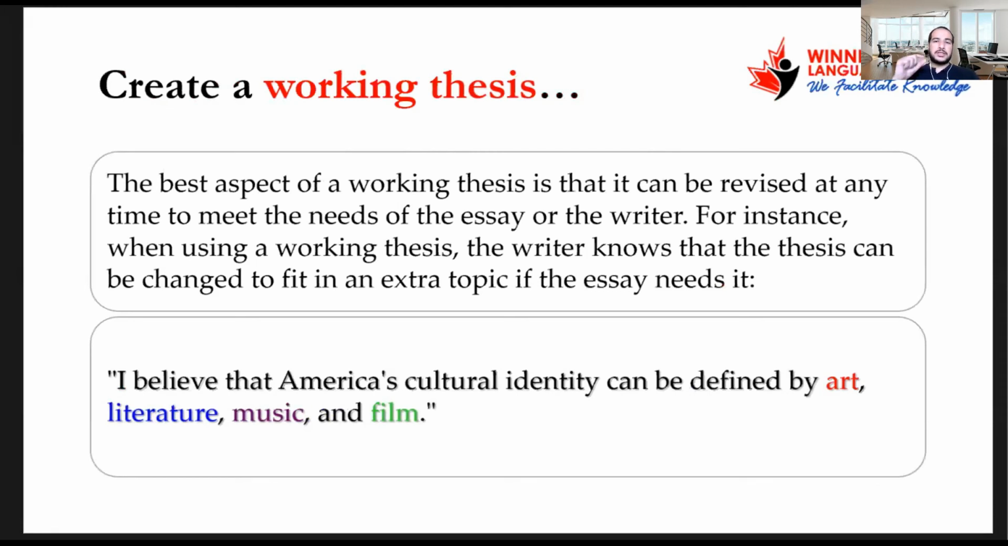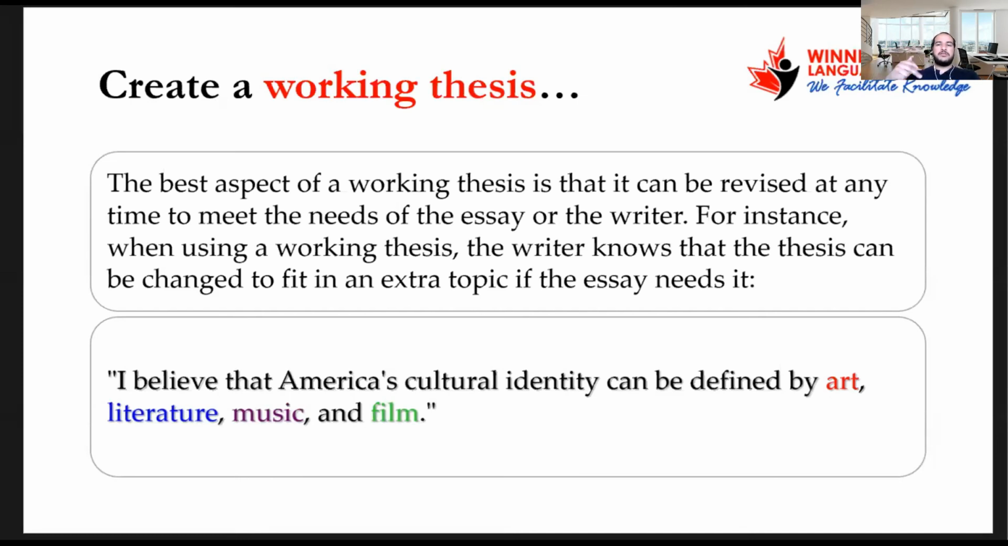Although we mentioned that a thesis statement is the last part of the introduction, sometimes writers prefer to write it at the end. Why do they prefer that? Because when they write their essay, they know that in the first body paragraph, I'll be talking about this point, second body paragraph, this point, third body paragraph, this point.